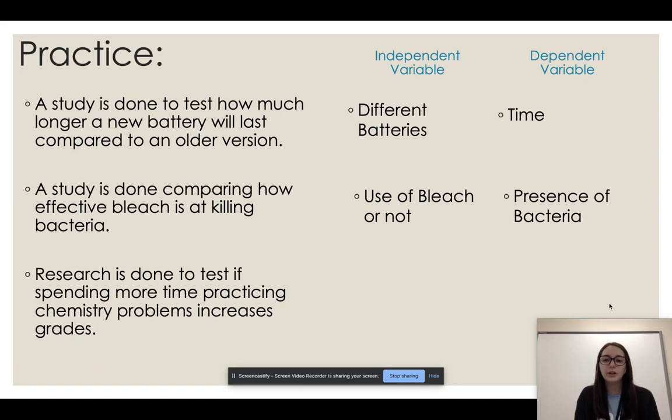And our last one is that research is done to test if spending more time practicing chemistry problems increases grades. So take a moment to decide if you think it's the independent or the dependent, and then unpause this video.